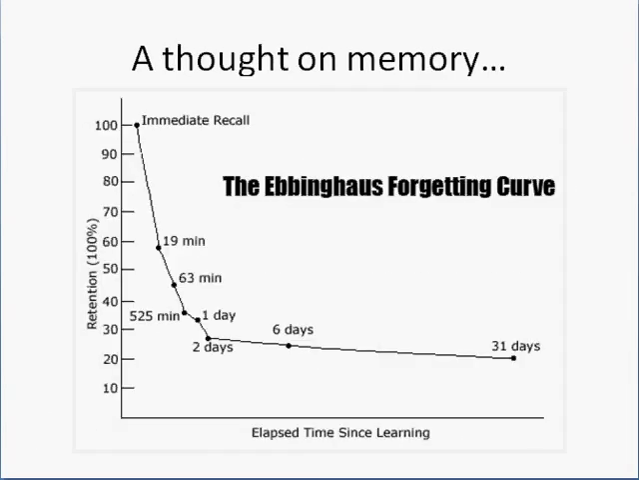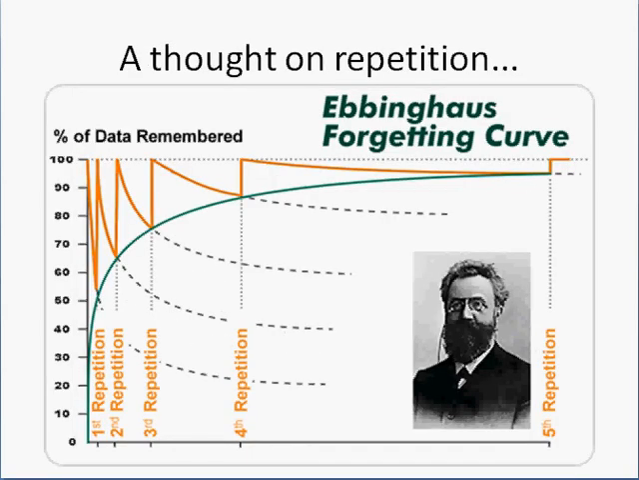Okay, quick thought on memory. Ebbinghaus gave us this little curve. If I teach you a bunch of facts, basically he said that in about an hour, you're going to forget the majority of them. In 2 days, you're going to forget a whole lot more. And guess what? Within 2 years, you can pretty much forget everything. All right. He also said that if you do repetition, then guess what? You can overcome this forgetting.